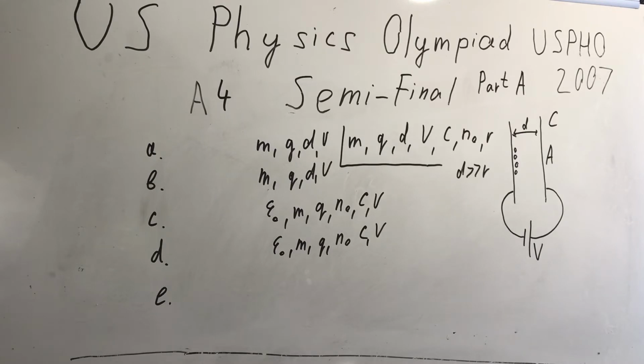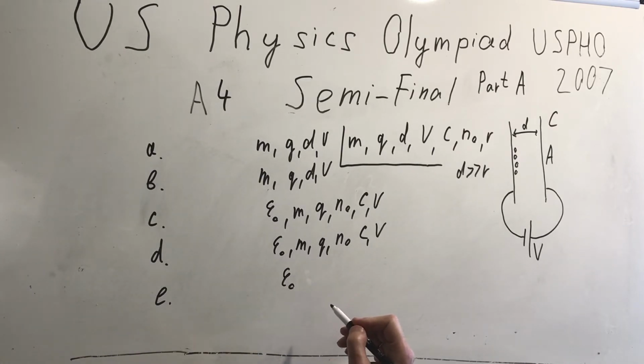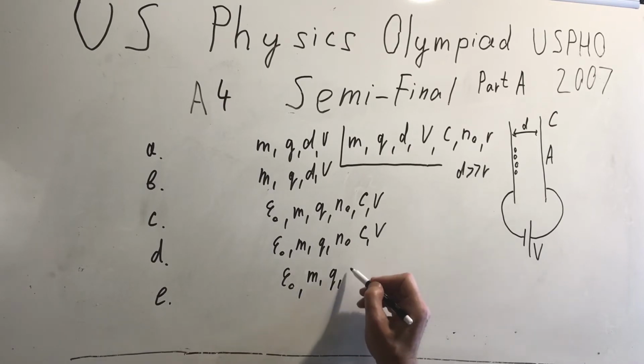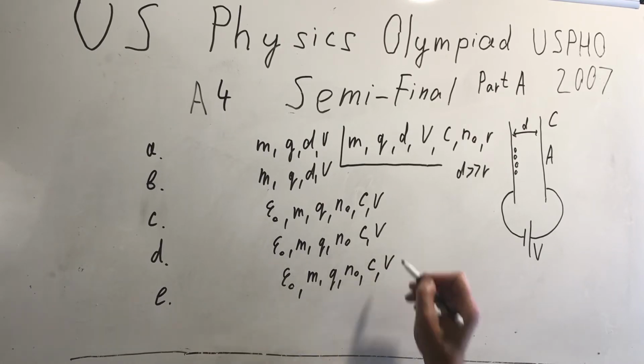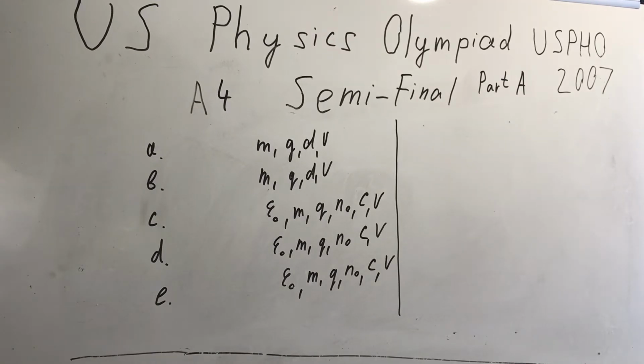And question E. Calculate the rate at which the kinetic energy of the balls is converted into thermal energy in terms of epsilon 0 and any other, like mass, q, n0, C, and V. So we have 5 questions. So let's do these questions one by one.